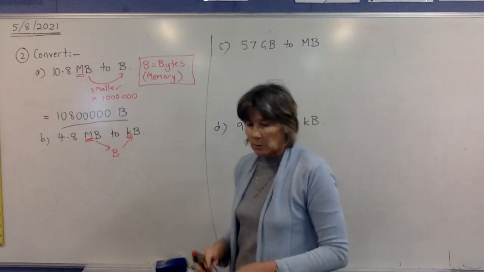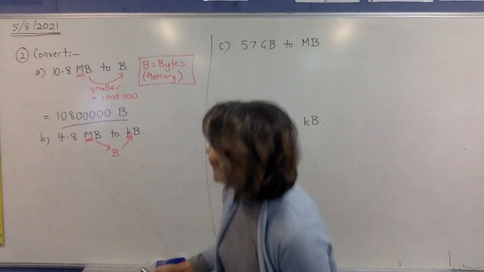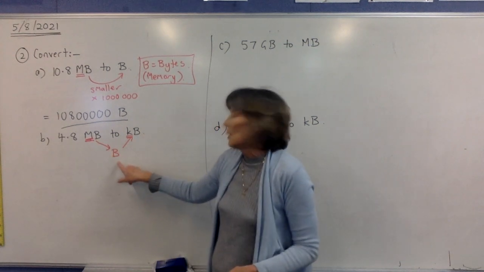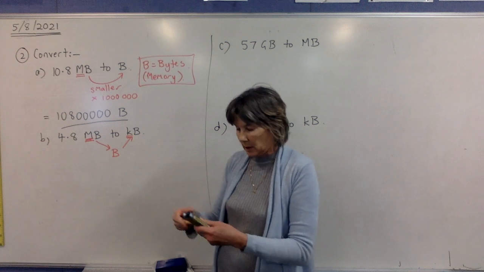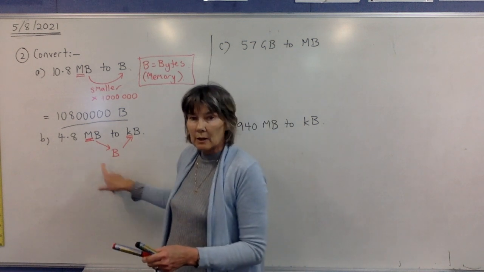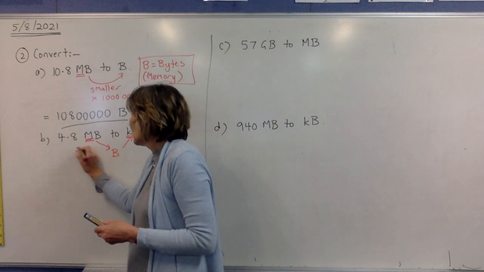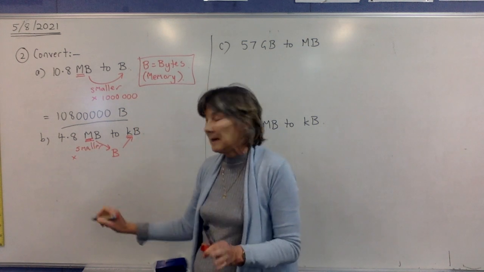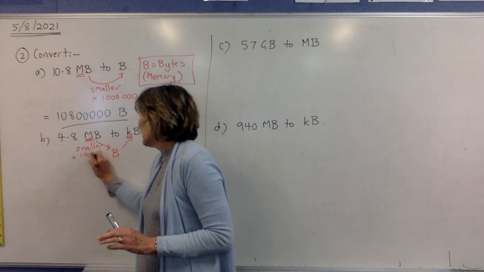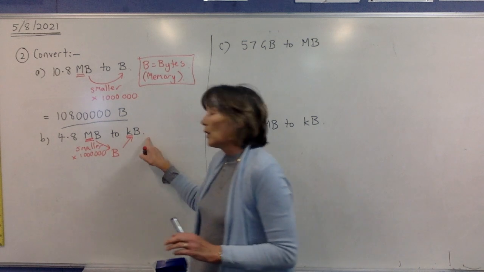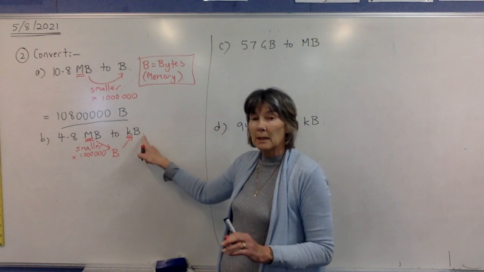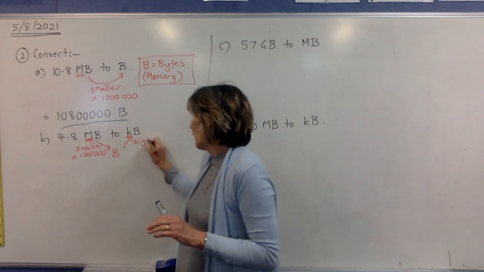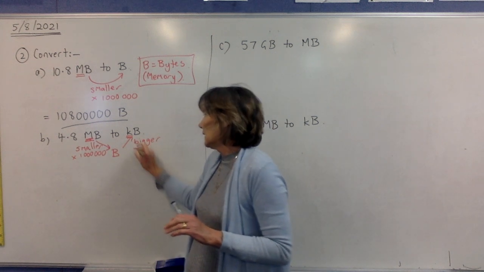All right, looking at the next one, we're going from megabytes to kilobytes. Now there's 2 prefixes here, so we're going to go through the bytes first. So we're going from something big to bytes, so we're going to a smaller unit. So we're timesing by, and mega is a million, so we're timesing by a million. And then over here, we're going from bytes to kilobytes. We're going to something bigger this time. So we're going to divide, and kilo is 1,000.